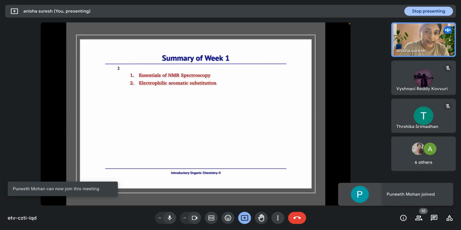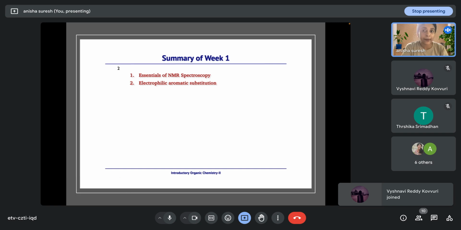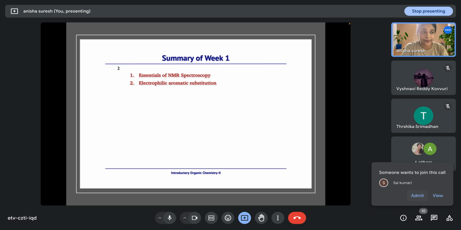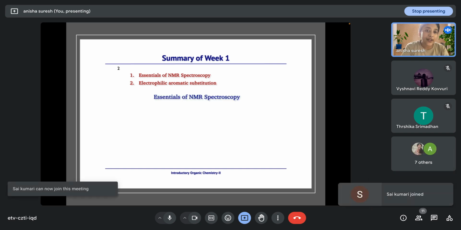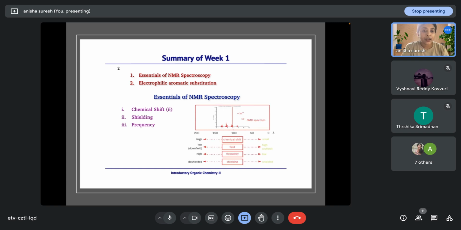Coming to the summary of week 1, the professor discussed the essentials of NMR spectroscopy and electrophilic aromatic substitution reactions. In the essentials of NMR spectroscopy, we discussed the terms chemical shift, shielding, deshielding, frequency, etc., and how these are affected in the spectrum.